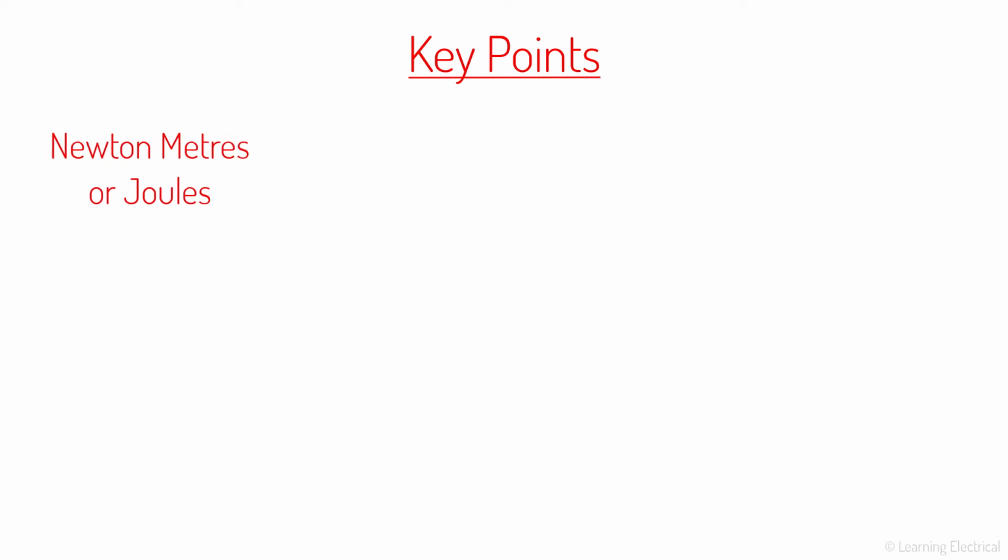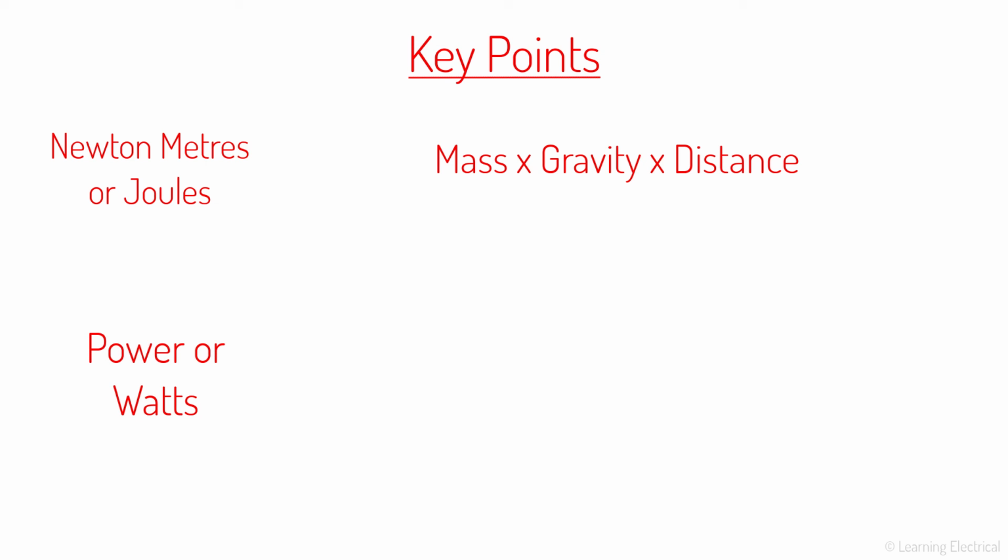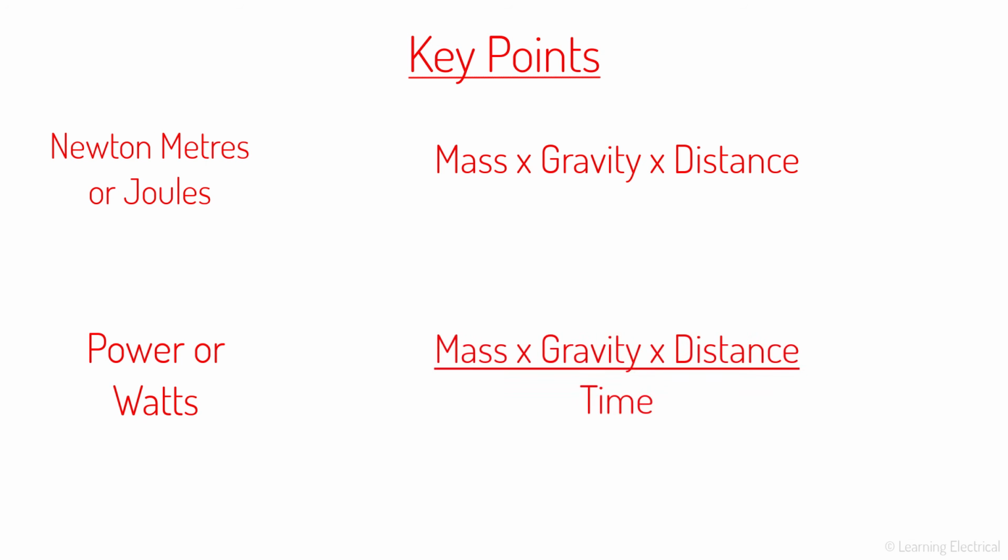Additionally, if a question is asking for an answer in newton meters or joules, it only needs to have mass times gravity times distance applied, and time can be ignored. If it is asking for average power, you would do the full calculation of mass times gravity times distance divided by time.